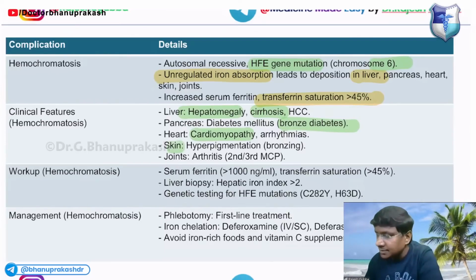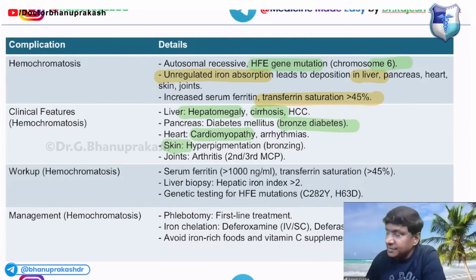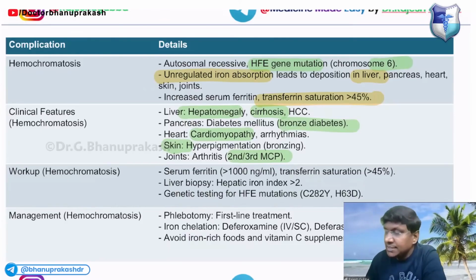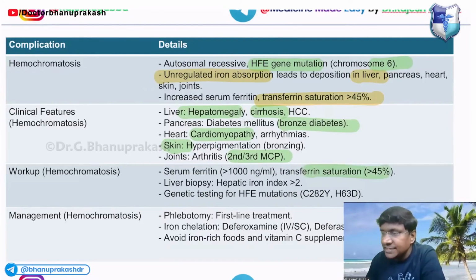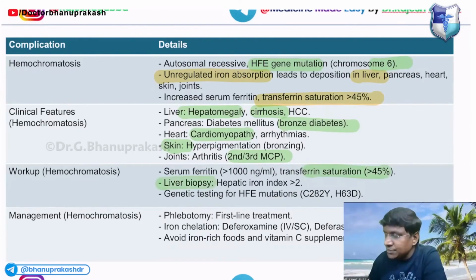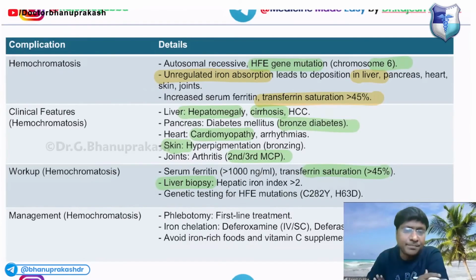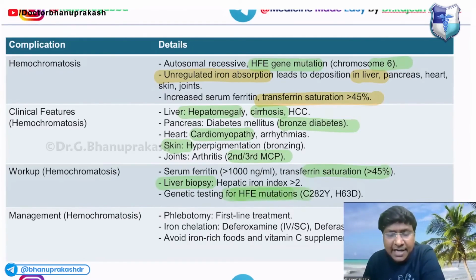That is the heart. Skin, that will be in the form of hyperpigmented skin. Bronzing of the skin will be there. And which particular joints are affected? That is the second and third metacarpophalangeal joints. And I said, the first line investigation is what? That is, the transferrin saturation will be more than 45%. And the investigation of choice will be liver biopsy. Liver biopsy will show that the hepatic iron index is more than 2. And how will you confirm the diagnosis? That is by genetic testing, where you will have the HFE mutation, right?